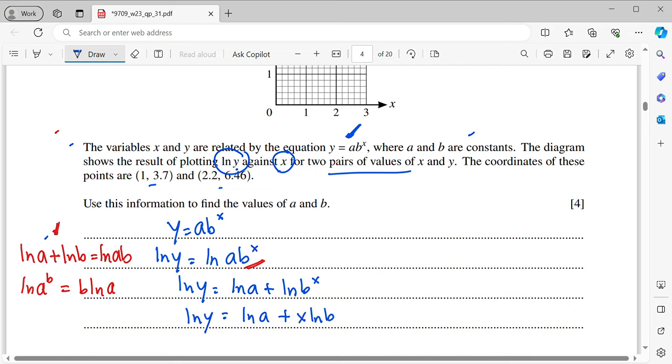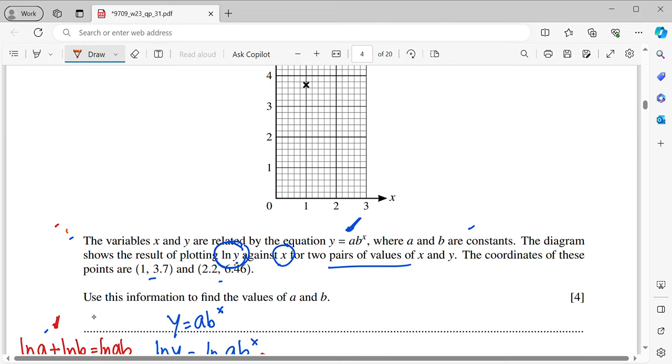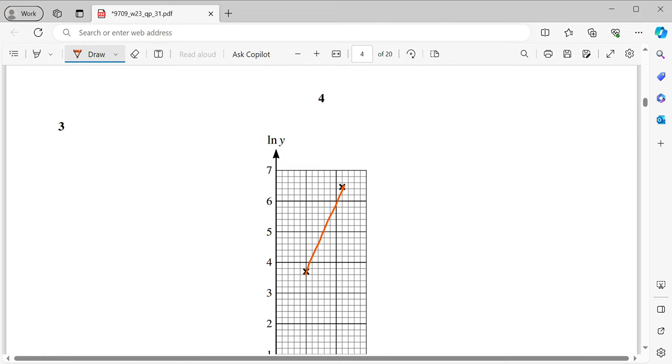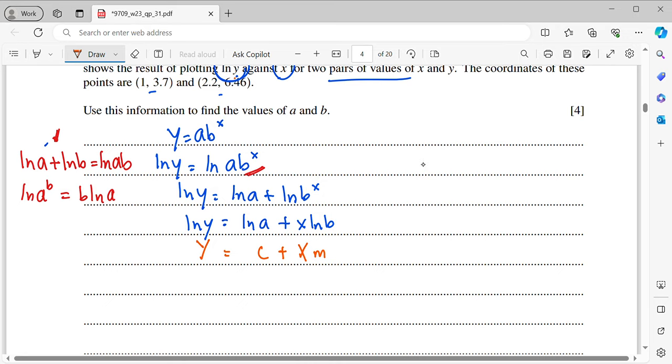Okay, and now since ln y against x, I would say that my ln y is my capital Y, because it's a straight line, right? Then this x is the x, ln b is our m, and then the ln a is c. So this is y equals to mx plus c, which is a straight line when you join those 2 points. Then now, given 2 points, we have to use these 2 points to find the a and b. So firstly, I will find the m, the gradient or the ln b first.